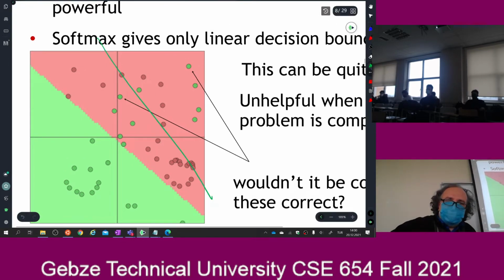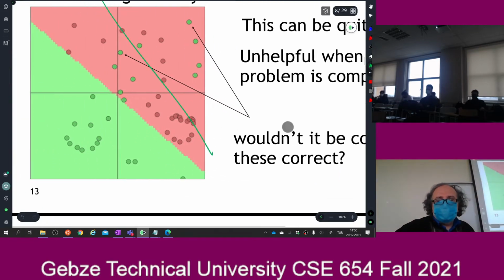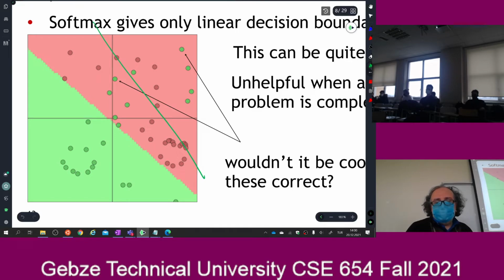If I draw it here, now I am going to get these red dots wrong. That's not going to be good. So it looks like a line is not a good thing for all the cases.